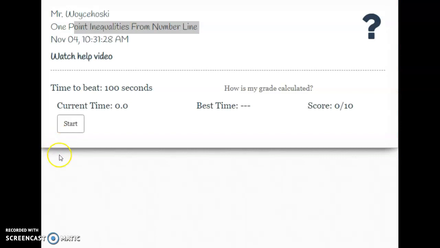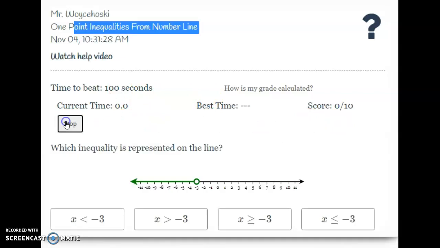All right, so we're back at the assignment. It just says 1-point inequalities. There is a help video. If mine didn't work, you can always try their help video. It's going to give us 100 seconds to try to get 10 of these right. When we hit start, notice our timer starts, but don't worry, you've got lots of time. And it says which inequality is represented on the line.